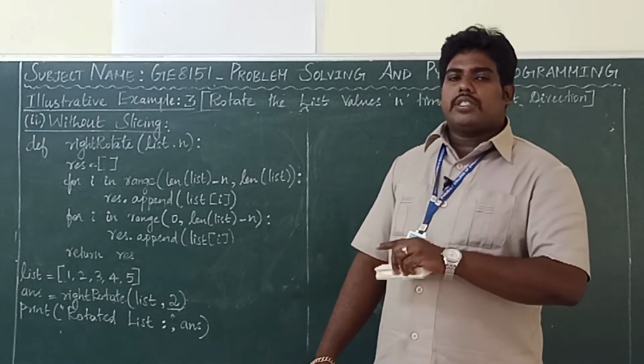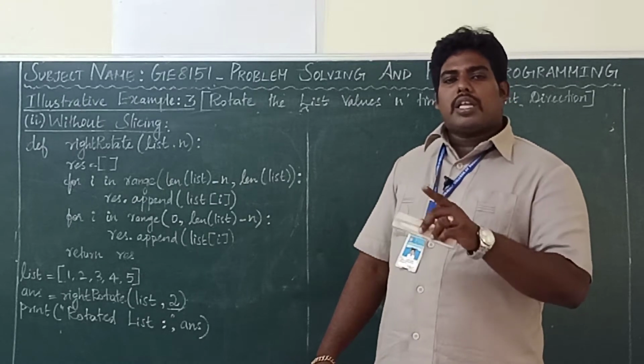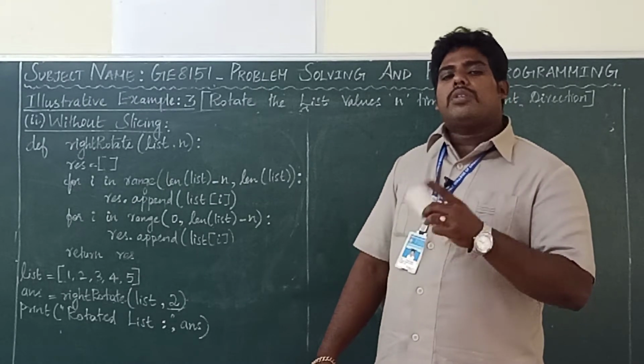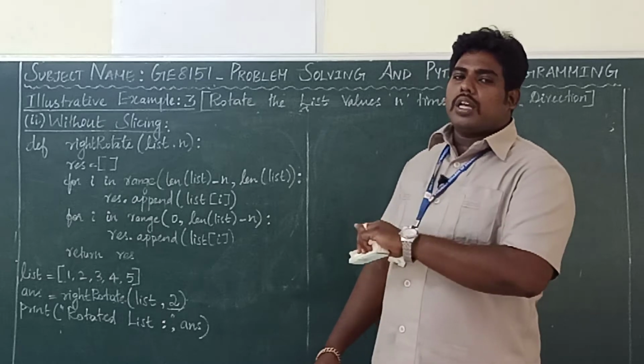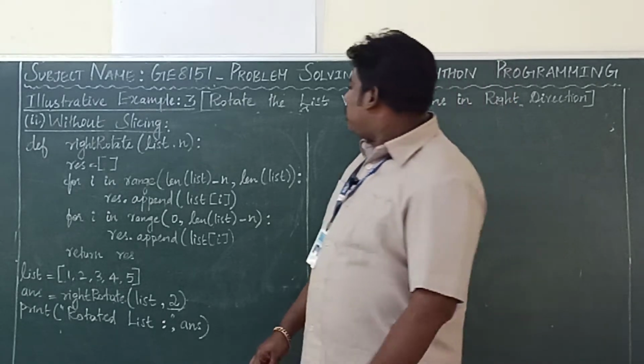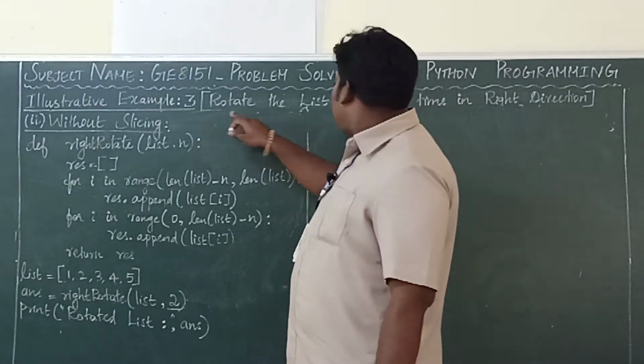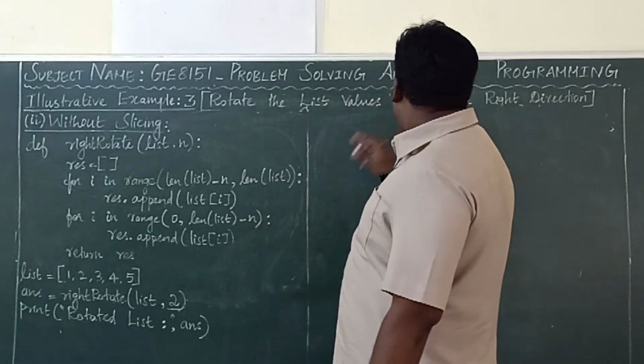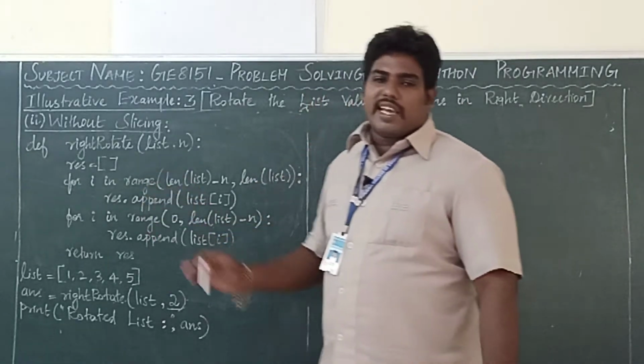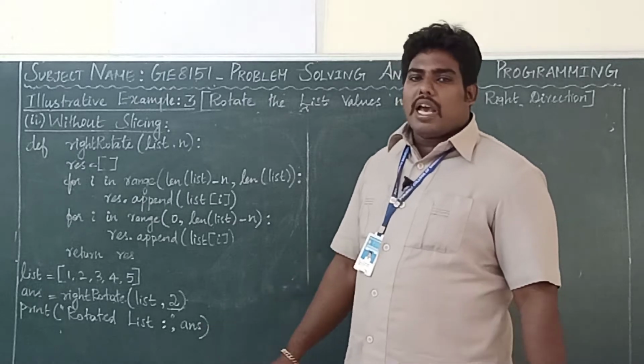In this video section, the same thing: rotating the elements in the list without the slicing concept. This question was asked in the university exam. See the example, titled rotate the list values n times in the right direction. I am writing it here using a function.